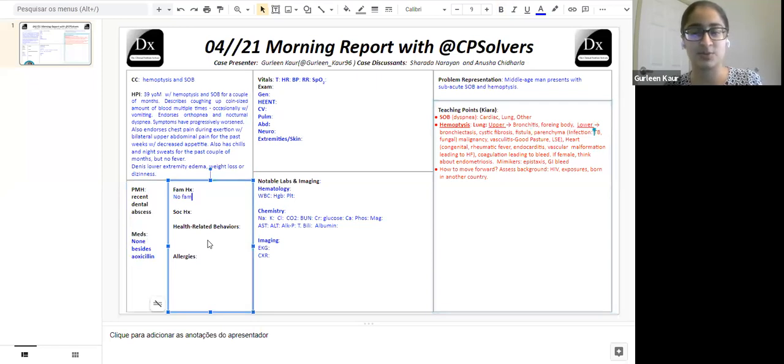And in terms of other social history, he used to drink a pint of alcohol per day. He's recently cut down to 4 drinks a day. He's been smoking for the past 20 years, smokes 5 cigarettes daily, and he denies any recreational or IV drug use. That's the end of the second aliquot.